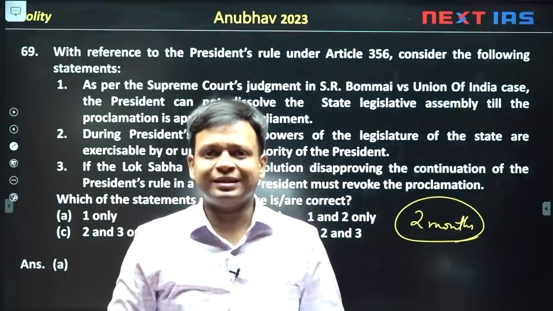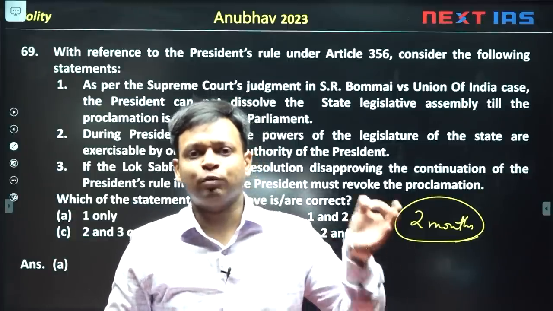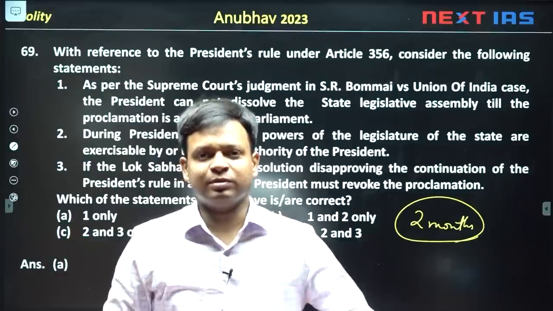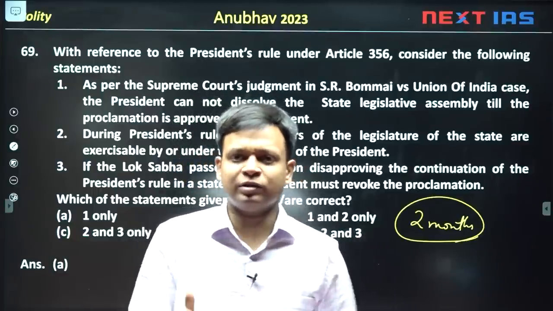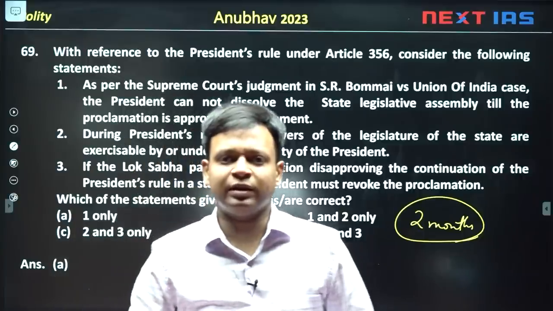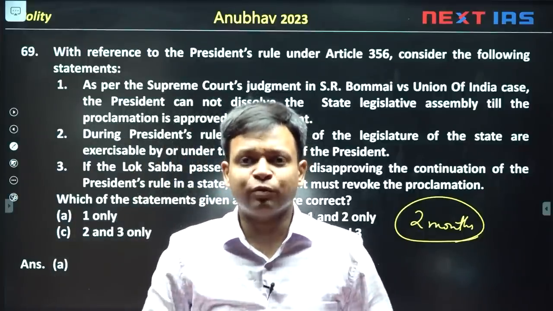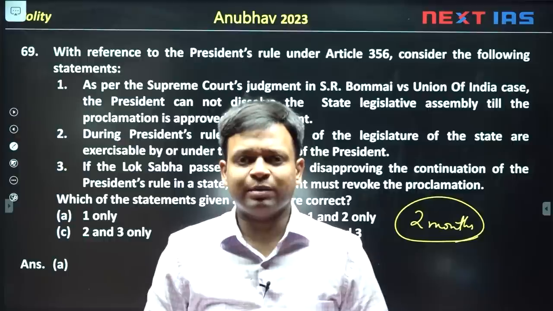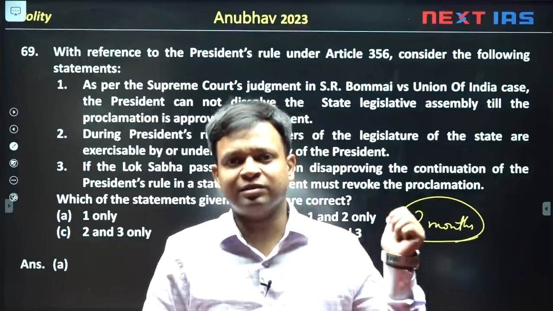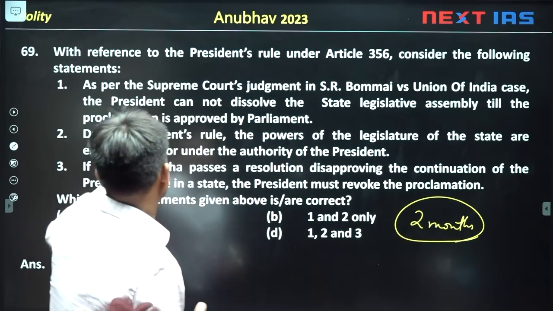So the Supreme Court has said that until and unless both the houses have approved it, you should not dissolve the assembly, because there was a lot of misuse of President's rule, where the governors used to recommend the dissolution of the house even before approval of the President's rule. So it became a very misused provision. As a result, this judgment was there. So this statement is a correct statement.